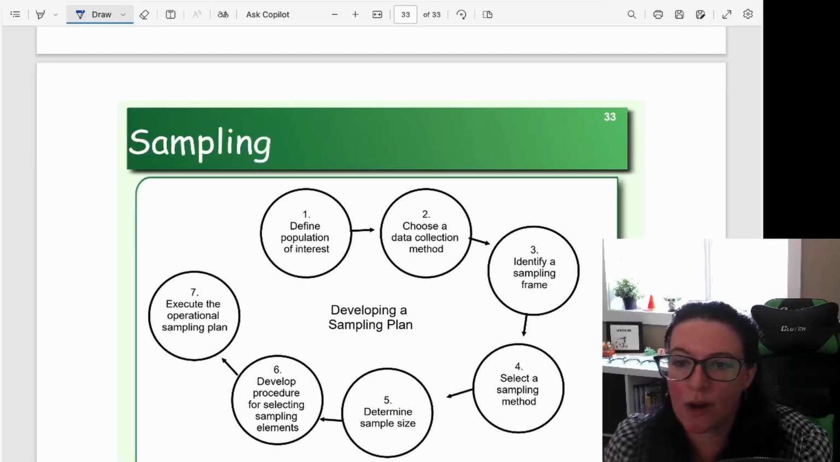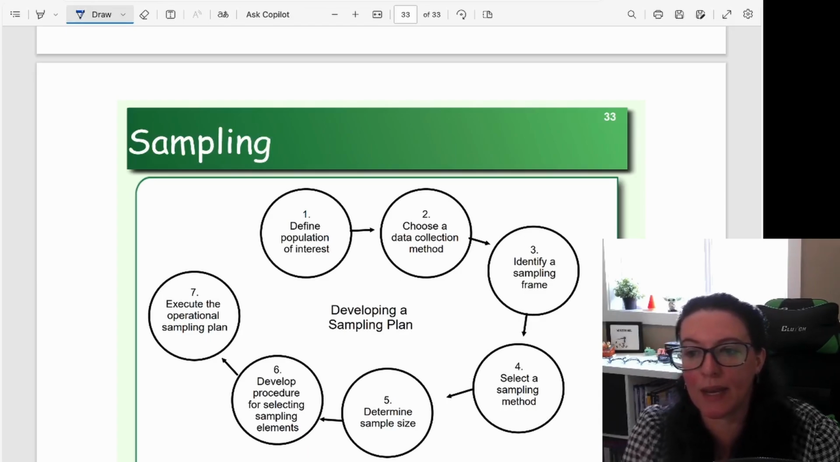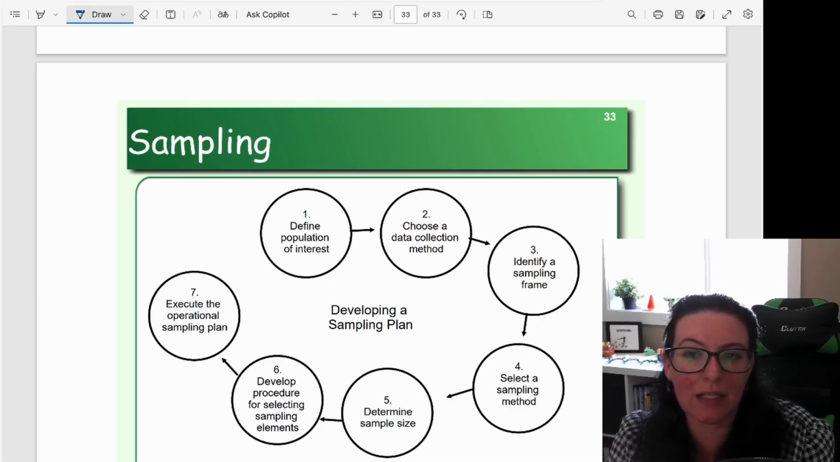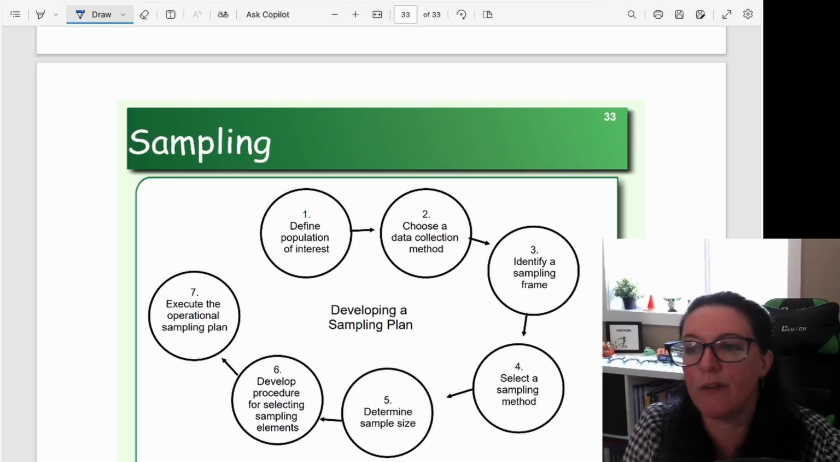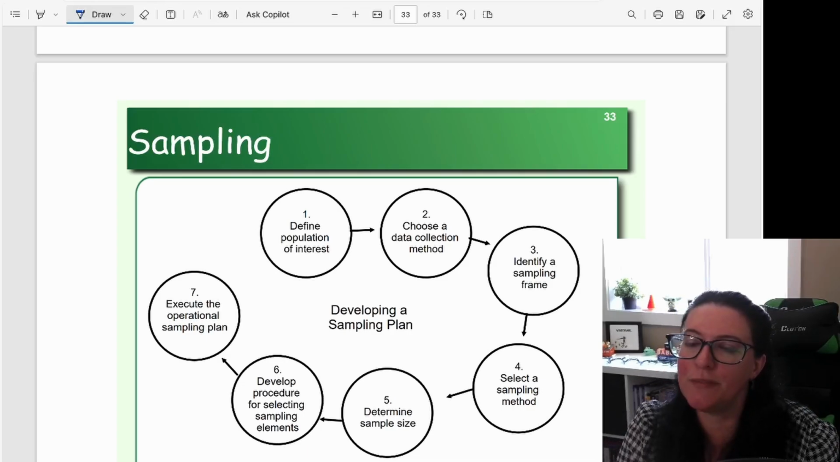In our videos, we've been talking about developing a sampling plan. So the first step was to define the population of interest. What is the group that we ultimately care about getting information about or from? Then we chose a data collection method. Are we doing a survey, a focus group? How are we going to be collecting our information?